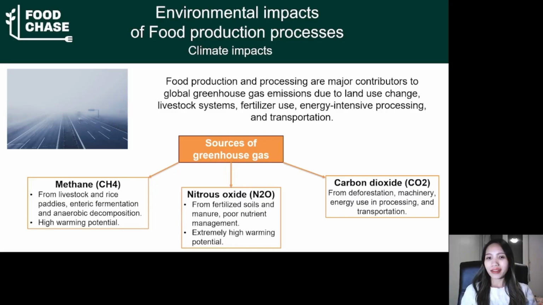Nitrous oxide comes from fertilized soil and manure and also from poor nutrient management. This gas has extremely high global warming potential. And finally, we have carbon dioxide, which comes from deforestation, machinery, and energy use in processing and transportation.